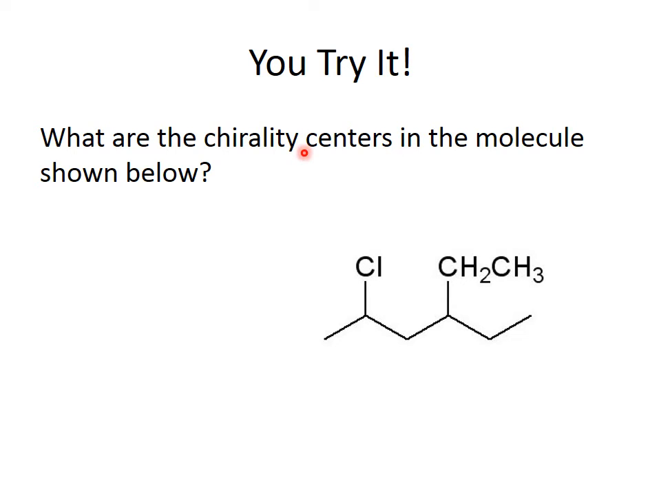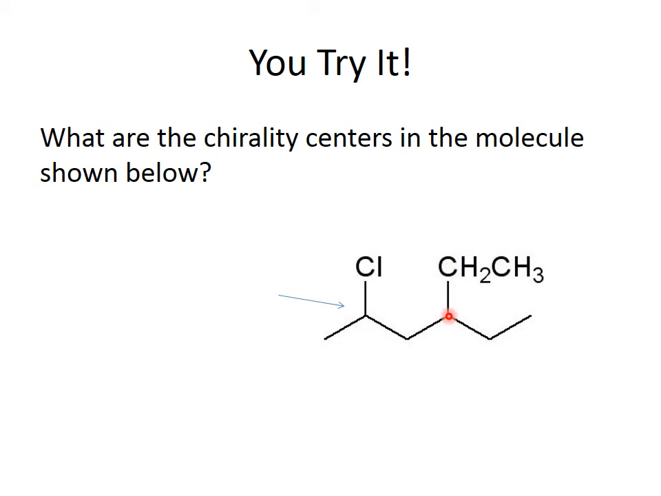What are the chirality centers in this molecule? So if I look at this molecule, I'll see a chlorine, a methyl, this carbon chain, and a hydrogen. So this is a chiral carbon. If I look at this carbon, this carbon, this carbon, and this carbon, and this one too, and this one too, there are more than 1 hydrogen, so they can't be chiral.